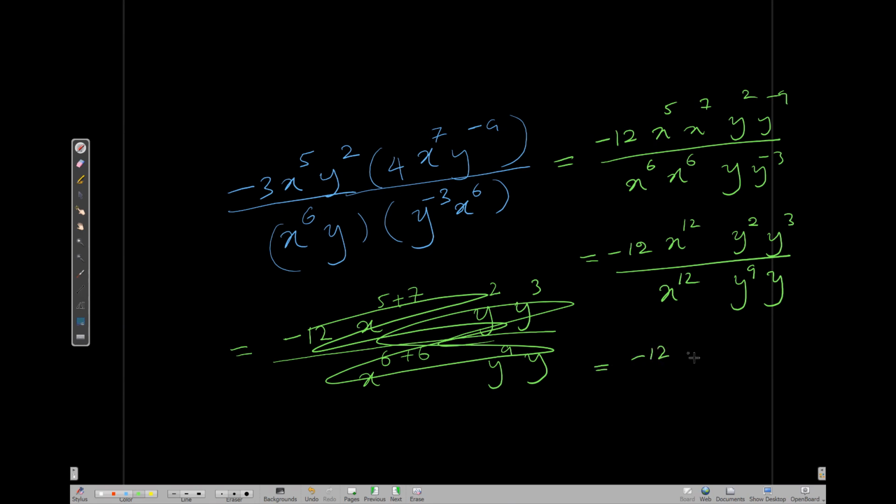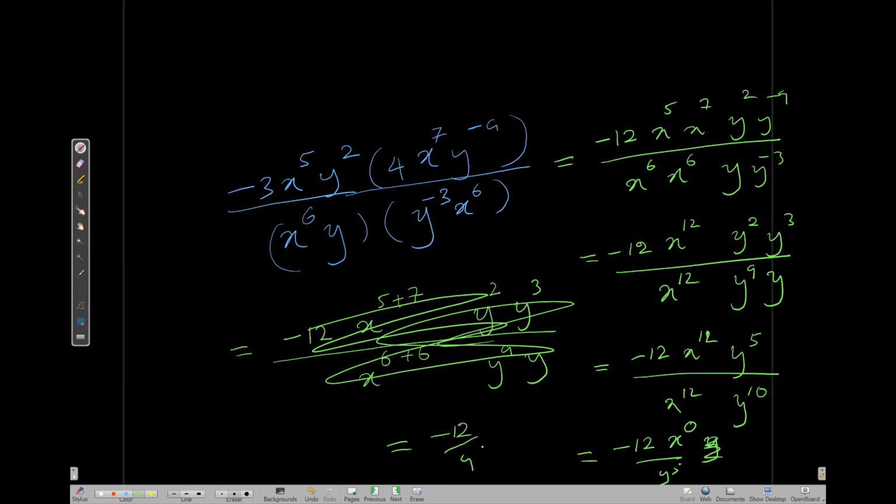So -12, x to the 12th, and y, how many do you have? Y you have here 5, and y you have here 10, right? Now let me double check. Yeah, I think that's correct. Now x to the 12 minus 12, so x to the 0, and you have y^5 down. So x to the 0 is 1, so -12 over y to the 5th is the answer.